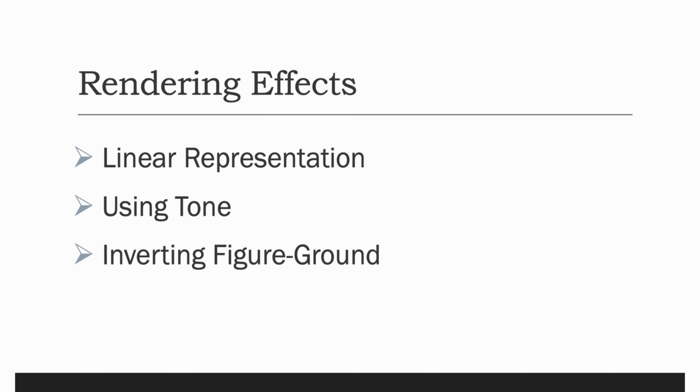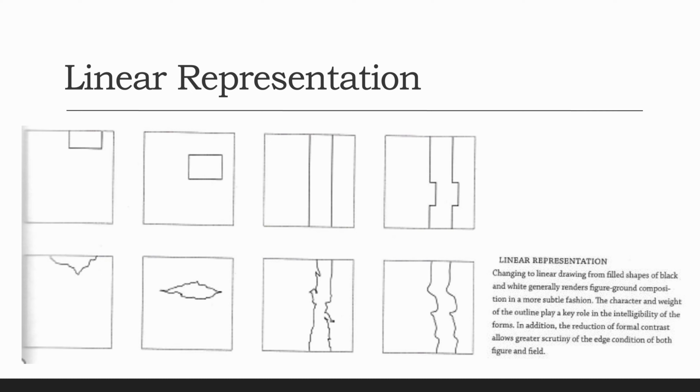So what rendering effects might have an effect on the perception of such figure and ground relationships? Well, we're going to look at linear representation, using tone, and inverting of the figure ground. Here's linear representation. We have only lines, no fill to either the figure or the ground. This is going to make it more difficult to really understand or define what is happening in these spaces. It allows greater scrutiny of the edge and condition of both the figure and the ground.